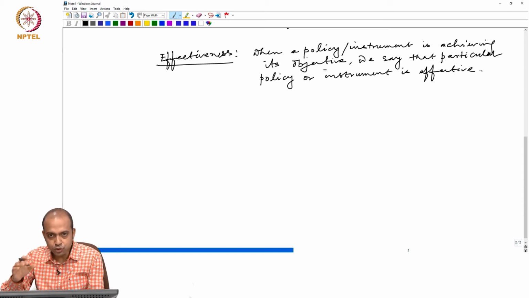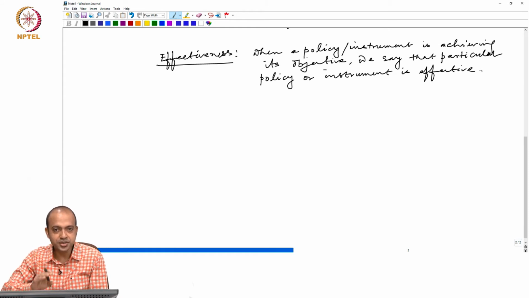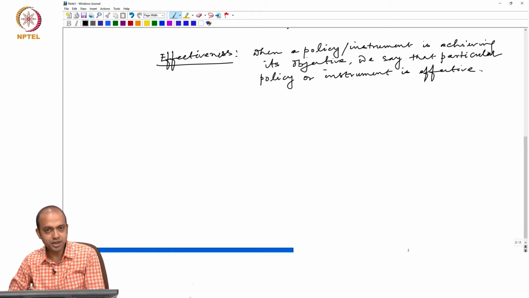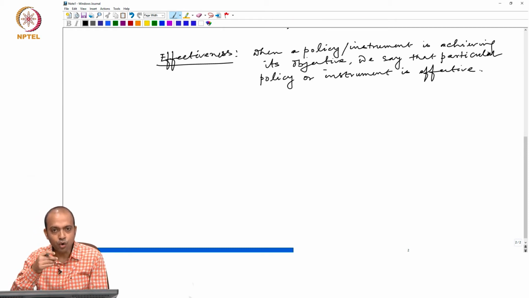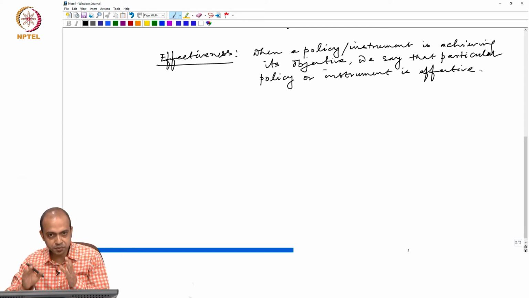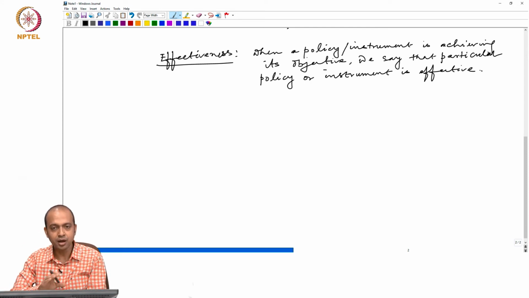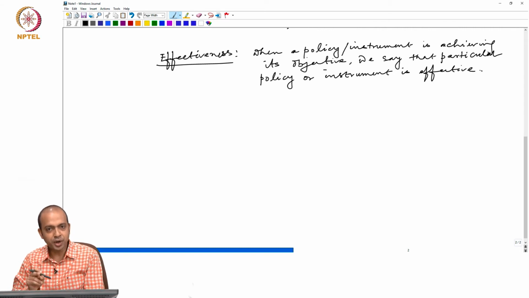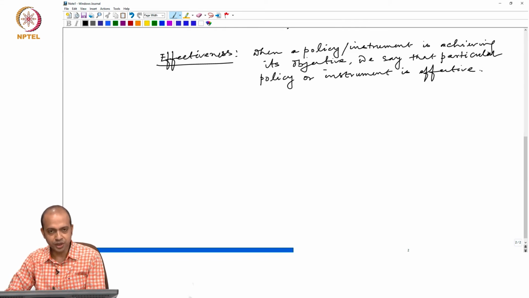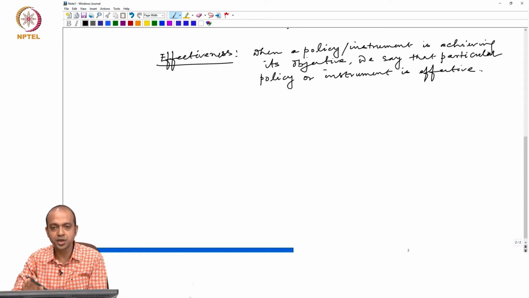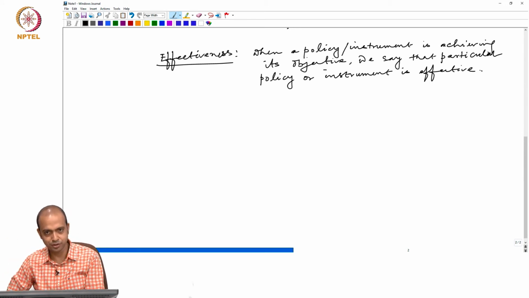For example, suppose I am following a particular mode of teaching. Now, if I ask you whether my particular way of teaching is effective or not, you may not be able to answer that question unless I tell what is my objective of this course, what is the specific objective that I am going to attain out of teaching this particular course, environmental and resource economics. If I specify my objective is to impart maximum amount of knowledge to the student, then at the end of the course, you can easily evaluate whether my way of teaching was effective or not in achieving that particular objective.